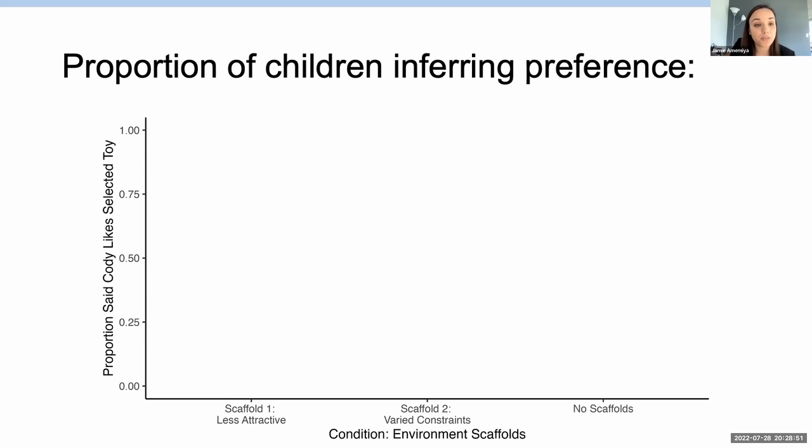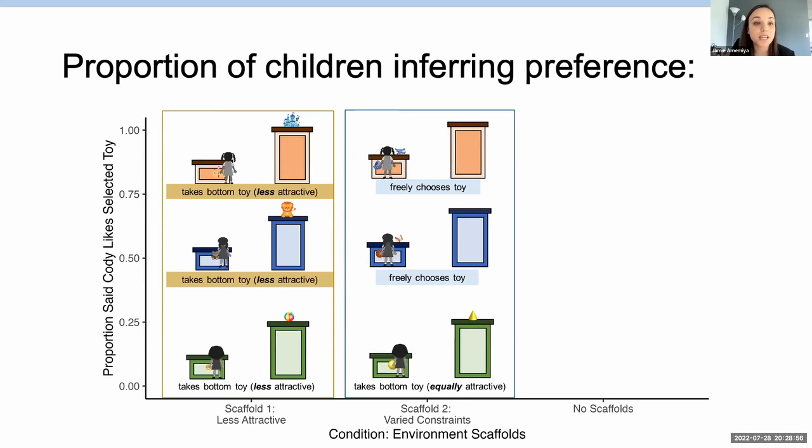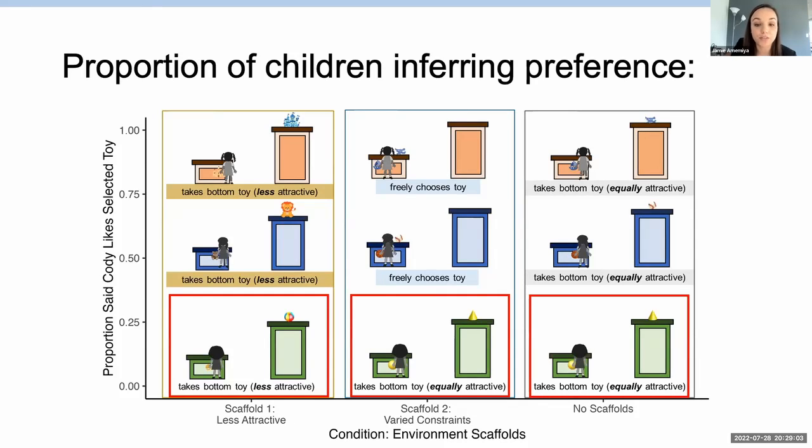So I'll first orient you to this graph. On the x-axis are the three conditions: the less attractive scaffold, the variation in constraints scaffold, and critically, the no scaffolds condition. And recall that the dependent measure was always children's reasoning about the third and final story of Cody, who took the toy from the lower shelf. And on the y-axis is the proportion of children saying that, yes, Cody likes the selected toy. If children robustly attend to constraints, the bar should be low across all three conditions. But if we're right, children may infer a preference more in the no scaffolds condition relative to the two others.